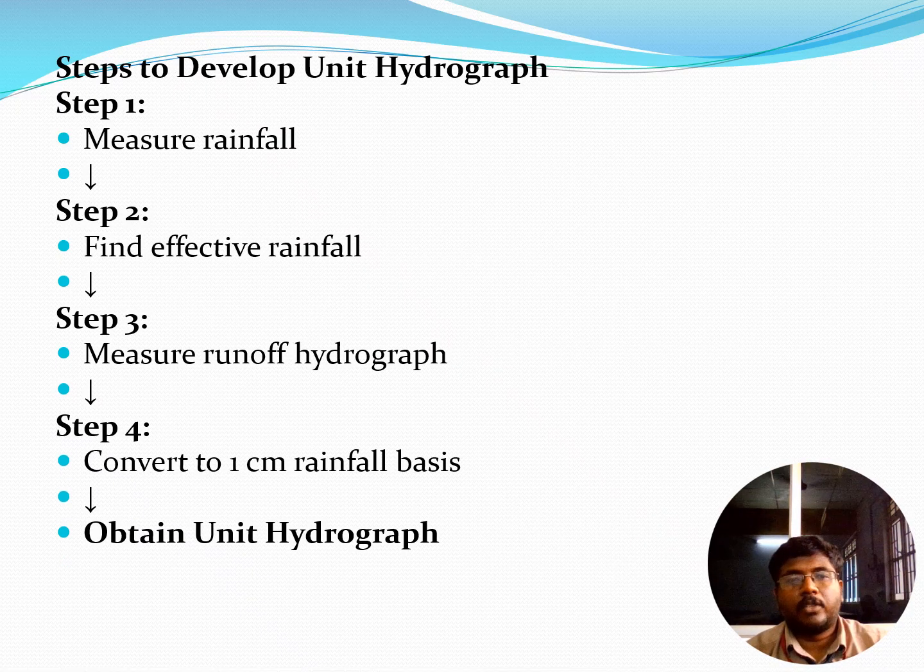Next we see the steps to be followed to develop the unit hydrograph data, which has five different steps. First, we measure the total amount of rainfall in a particular location. After that, we calculate the effective rainfall. After that, we measure the runoff hydrograph. Then it is converted into a 1 centimeter rainfall basis. Finally, we obtain the unit hydrograph.